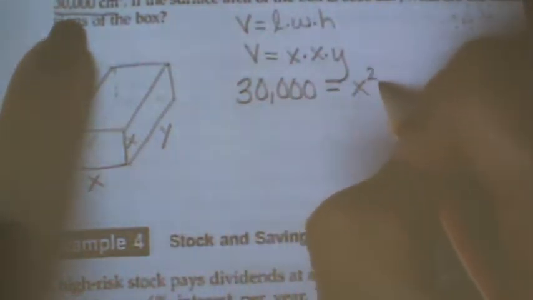And what is the volume of this rectangular box? So can you substitute 30,000 in here and rewrite this as x squared y? Yeah. That's one equation.